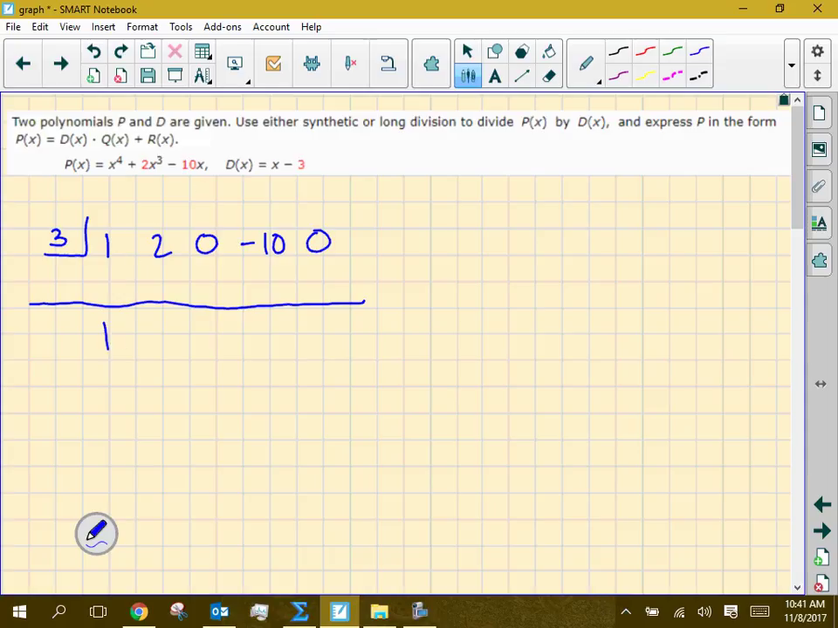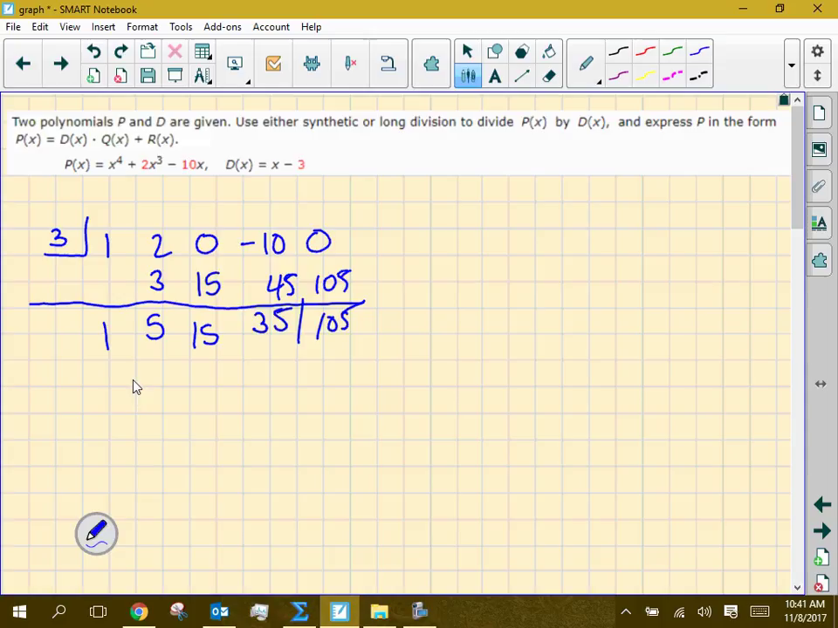So I'll bring my 1 down, multiply. I think you guys understand how to do this stuff, so I'll do this quick. Okay, if I didn't put that 0 there, I would think my remainder is 35. Okay, where that's not my remainder. My remainder is actually this 105.